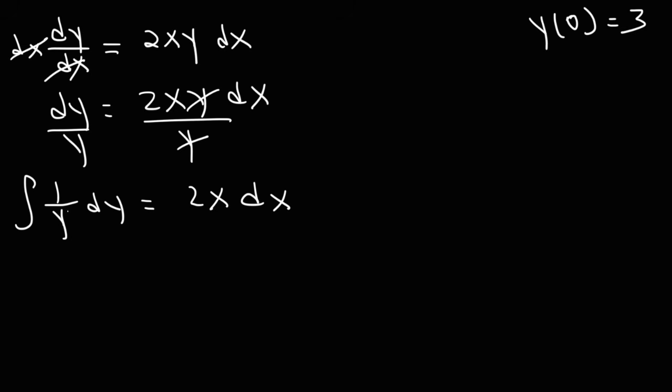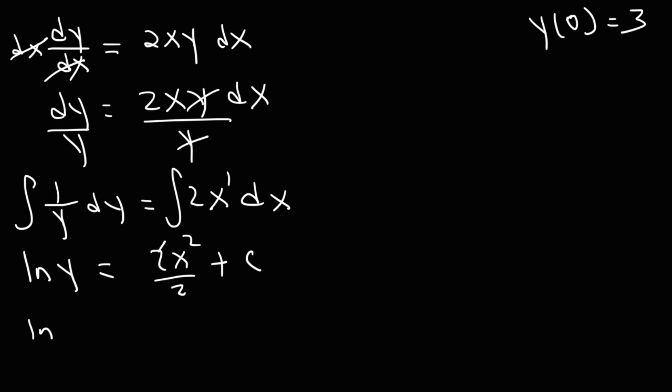Now the next thing that we need to do is find the antiderivative of both expressions. The antiderivative of 1 over y is the natural log of y. That's one of those things you need to know. The antiderivative of x is going to be x squared over 2, and then plus the constant of integration. So canceling the 2, we have ln y is equal to x squared plus c.